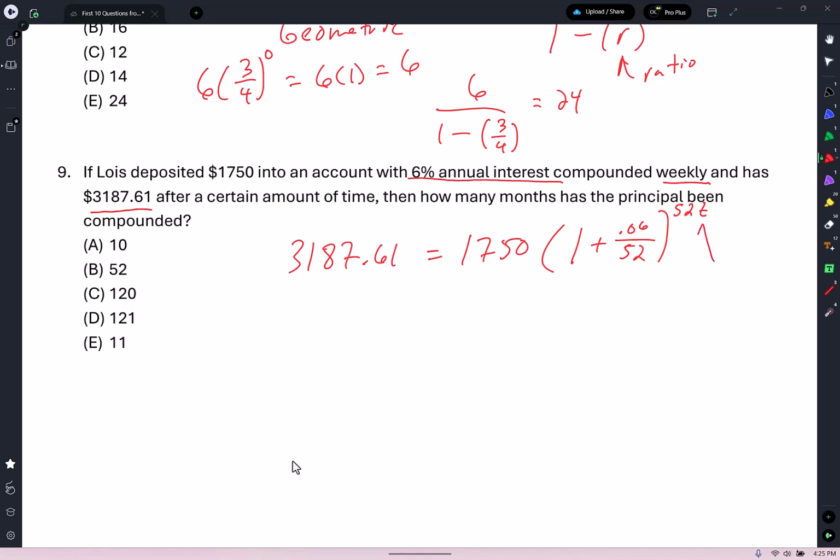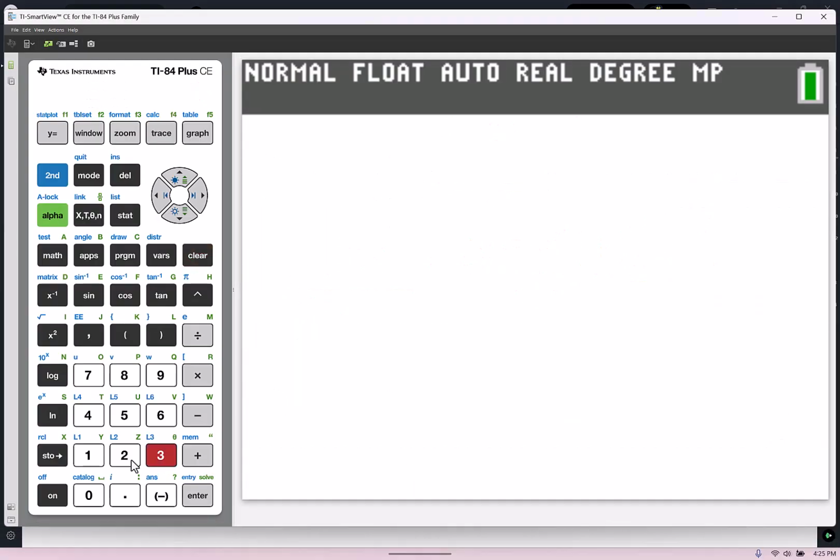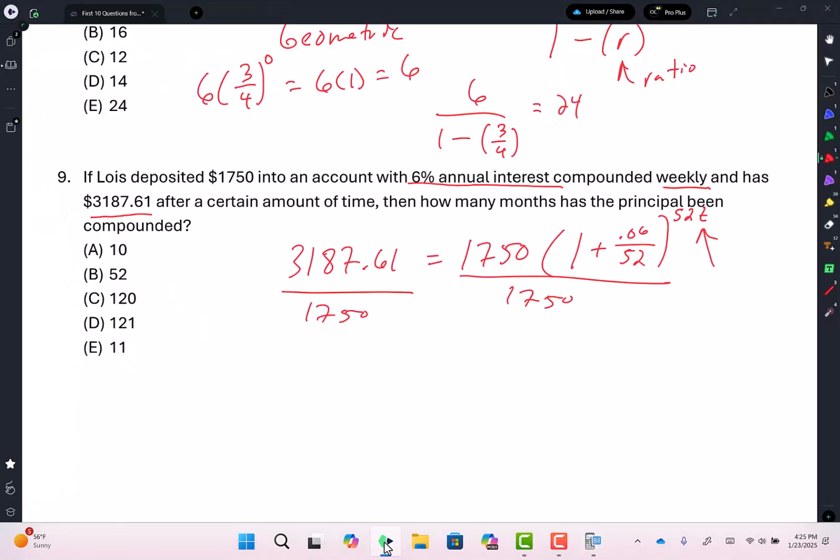All you're doing is solving for t, guys. So it depends on how much algebra you know. First move, I'm going to get rid of that 1750. So I'm going to divide by 1750. Whatever you do to one side, you do to the other. So I take my calculator. 3,187, I already forgot it. What was it, guys? 0.61. And I'm dividing by 1750. Okay. 1.82149. Keep all the digits.